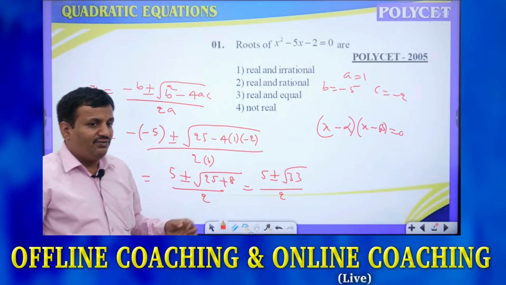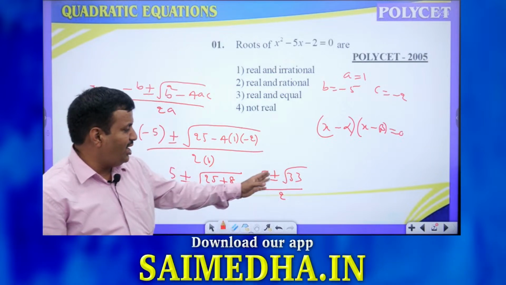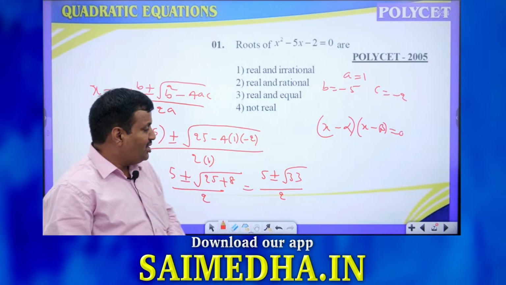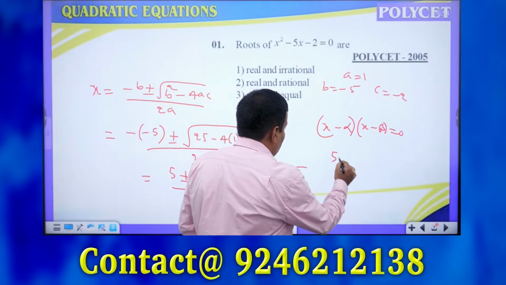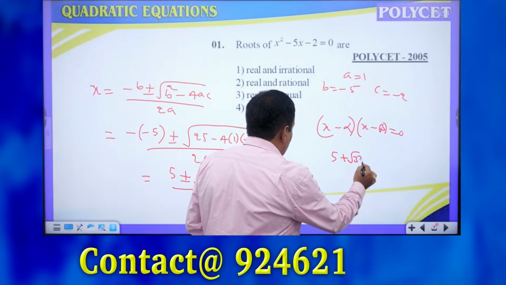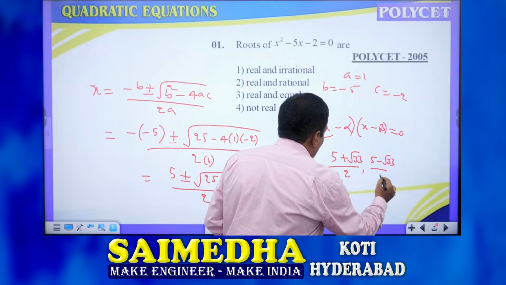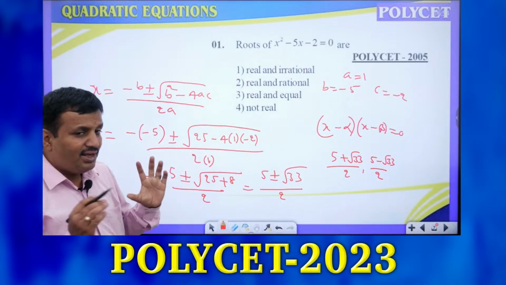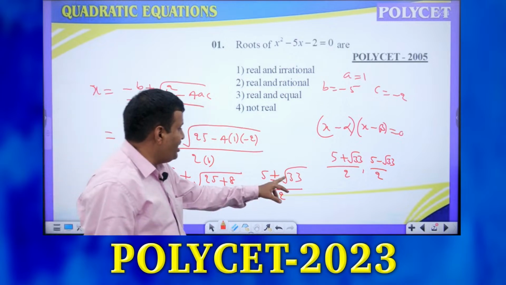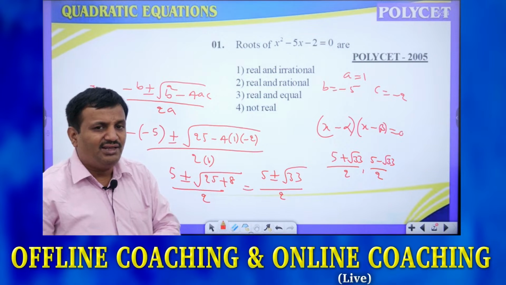What is the nature of the roots here? Root 33 is not a perfect square. The nearest perfect square to it is 36. So because it is not a perfect square, what is the nature of the roots here? 5 plus root 33 by 2, 5 minus root 33 by 2. What is the nature of the roots? They are real. Here, what is the discriminant? The discriminant is 33.